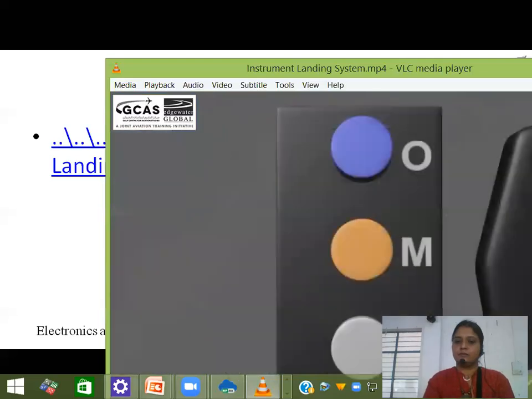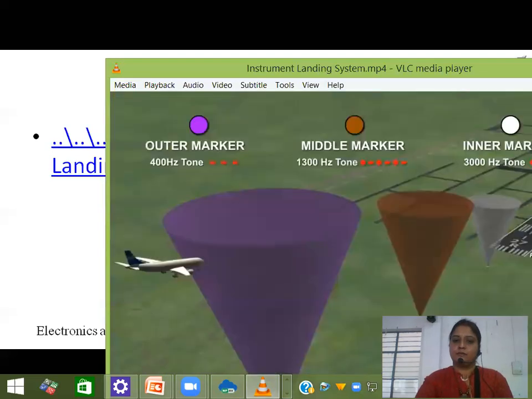In addition to the localizer and glide slope, the ILS is typically equipped with marker beacons to assist pilots in identifying their location on approach, known as the outer marker or OM, middle marker or MM, and inner marker or IM. The outer marker is typically located 5 to 7 miles from the end of the runway threshold. The middle marker indicates a position approximately 3,500 feet from the runway threshold. An inner marker depicts a position approximately 1,000 feet or 300 meters from the threshold.